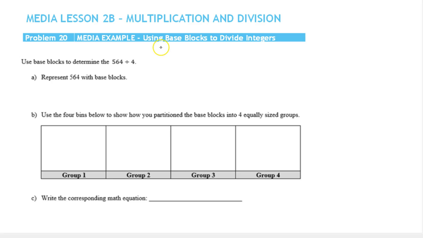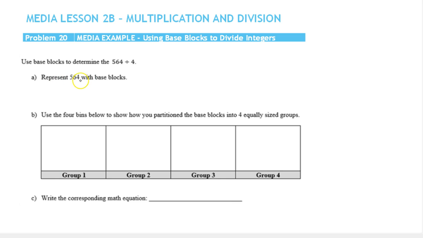In this example, we're going to use base blocks to divide integers to make sense of why we divide integers using long division the way we do. So we're going to use the same grouping idea we used with the chips, but now we're going to group base blocks, which represent larger numbers. That'll be helpful in streamlining so we don't have to write out 564 chips.